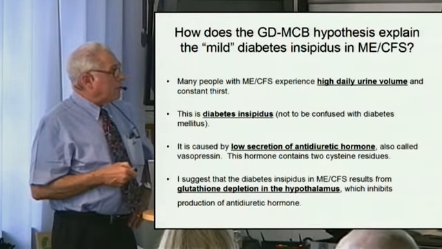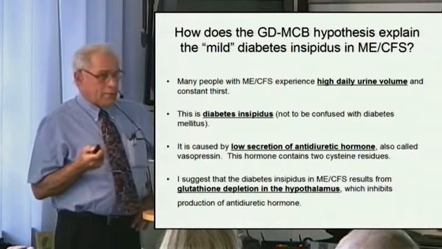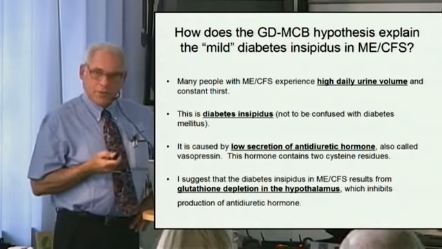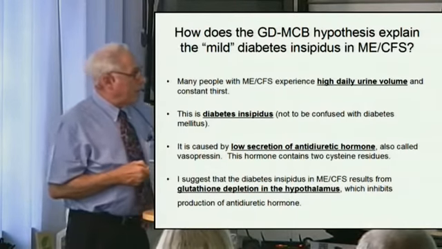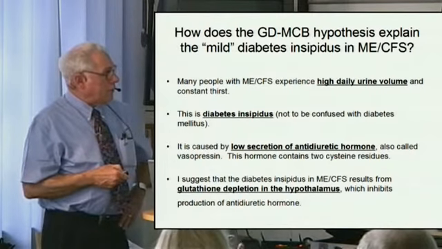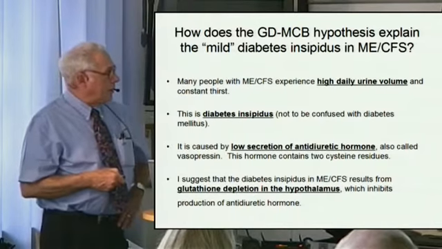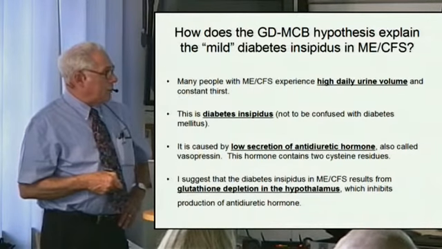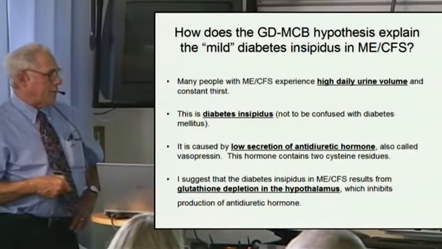Well, what about the so-called mild diabetes insipidus in ME/CFS? Now, you know, there are two kinds of diabetes. One is mellitus, which is the blood sugar, and this is the other one, diabetes insipidus. This one causes a high daily urine volume and constant thirst. And so it's caused by a low secretion of antidiuretic hormone, also called vasopressin.